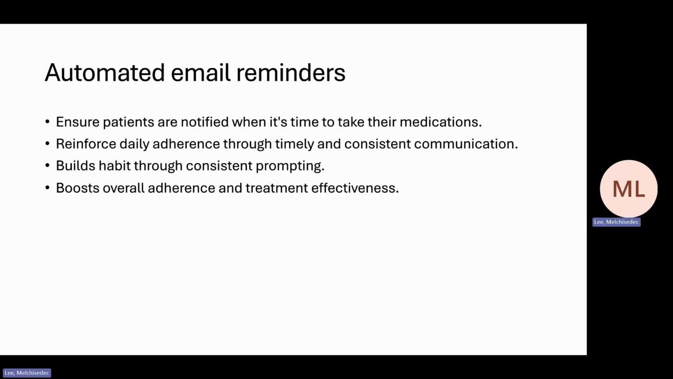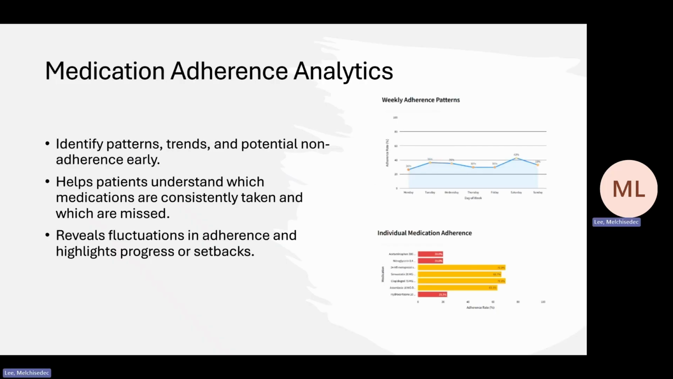So for our app, we integrated a system that has email reminders to keep patients on track with their medications by notifying them when it's time to take a dose. This consistency helps build habits and boost adherence, making treatments more effective. Medication adherence analytics help patients see patterns and trends in how consistently they've taken their medications. It also points out missed doses and fluctuations in adherence, while it can also highlight progress over time.